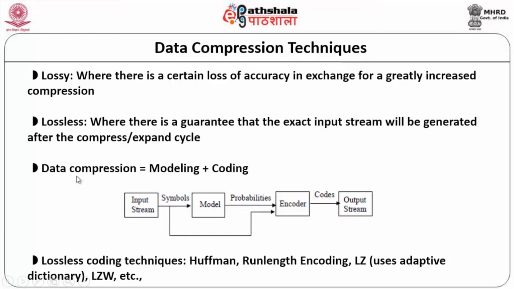Data compression is done by modeling plus coding. So, what do they do? From the input stream, you obtain an output stream. You use the various symbols, that is the attribute values, and then model that in such a way, with the various different probabilities, you can encode it, or you can encode directly from the symbol. Using the code you get the output stream. What are the techniques which are lossless in nature, that is, not losing any accuracy? Huffman, run length encoding, LZ, these are the methods used.